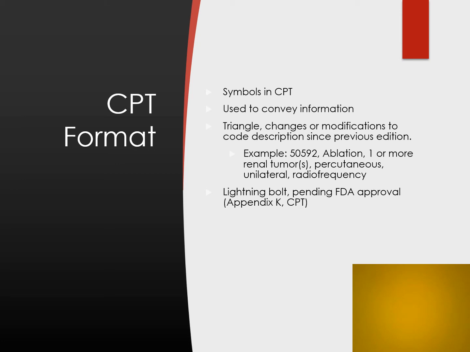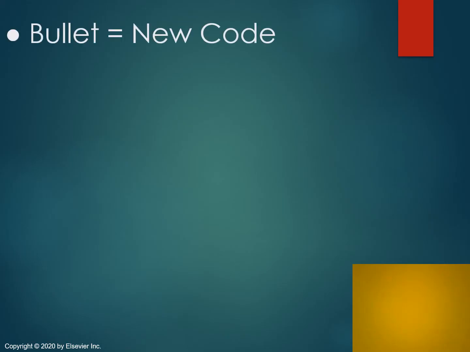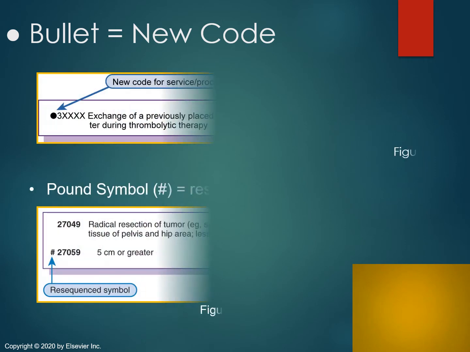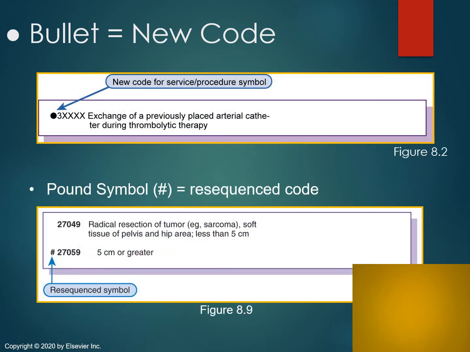A lightning bolt means pending FDA approval. An example is 90630, influenza virus vaccine, quadrivalent, contains 4 virus strains. So a bullet means a new code, and you may have something like this on your certification test. So yes, bullet means a new code.